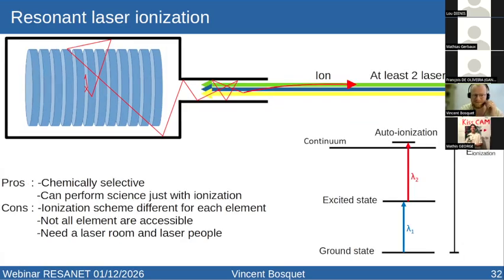The last method is resonant laser ionization. In this method, you would send at least two lasers inside of the transfer tube of your production system. And the principle is as follows. The first laser will bring one electron to an excited state, and then a second laser will bring this electron to an auto-ionization state, and that will ionize this element.